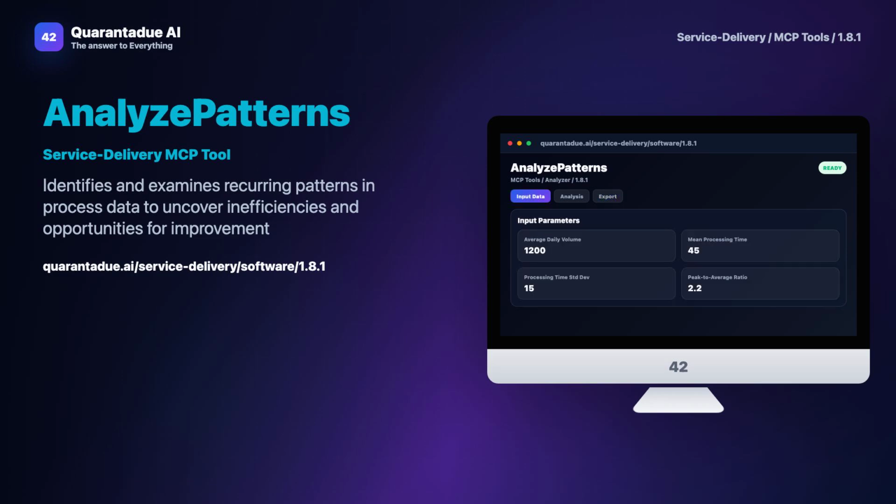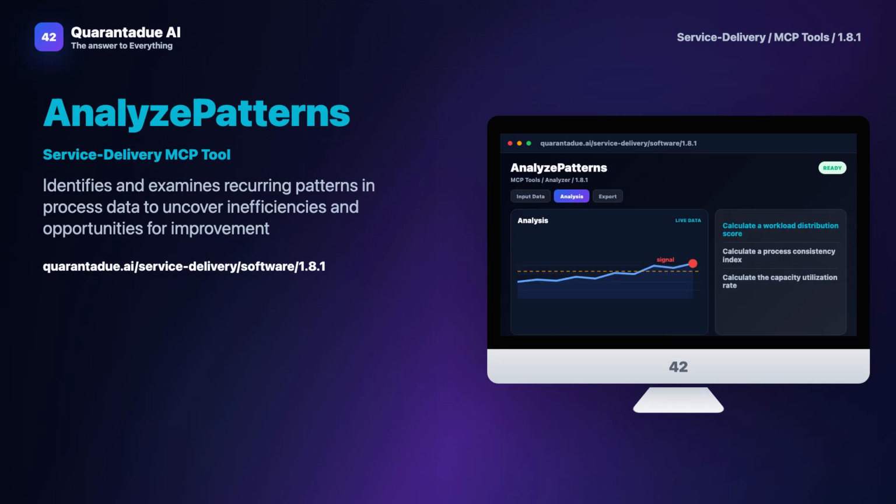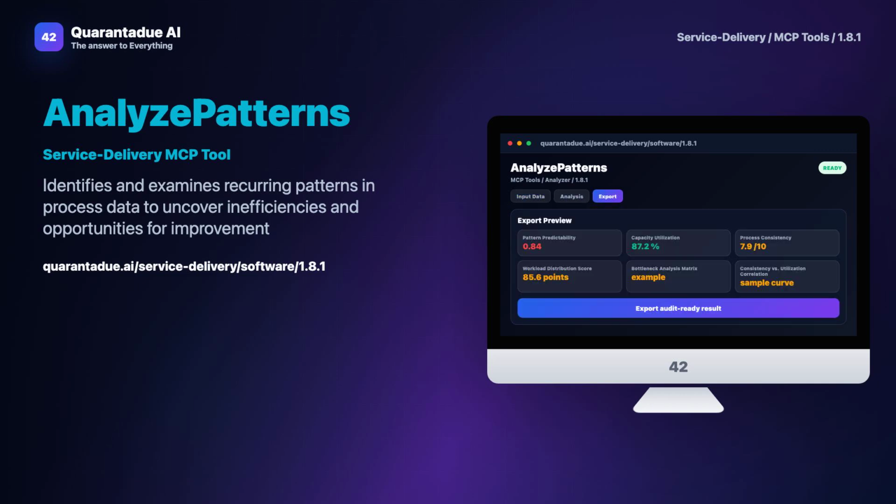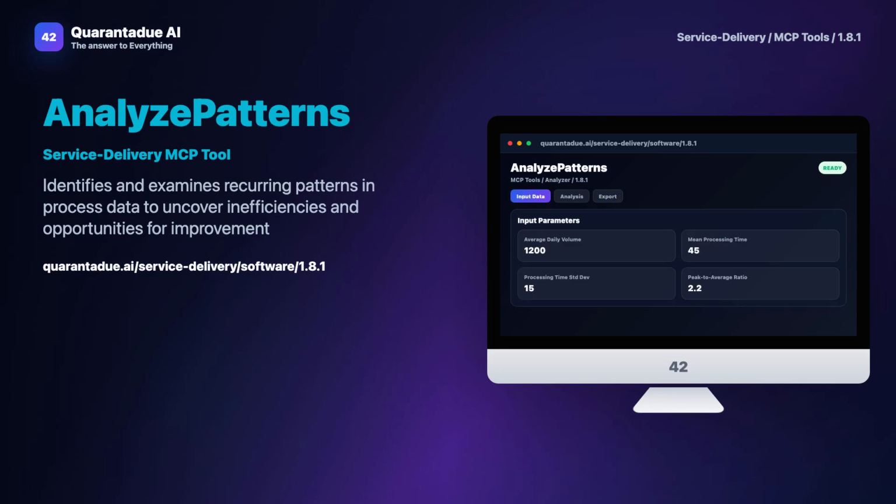Service delivery operations generate massive amounts of data from ticketing systems, CRM platforms, and logistics software, but this data is often siloed. Managers try to use generic business intelligence tools, but these tools aren't built for process workflows.